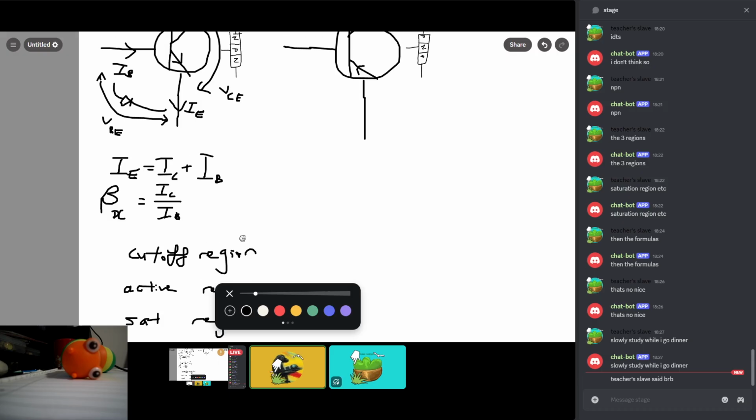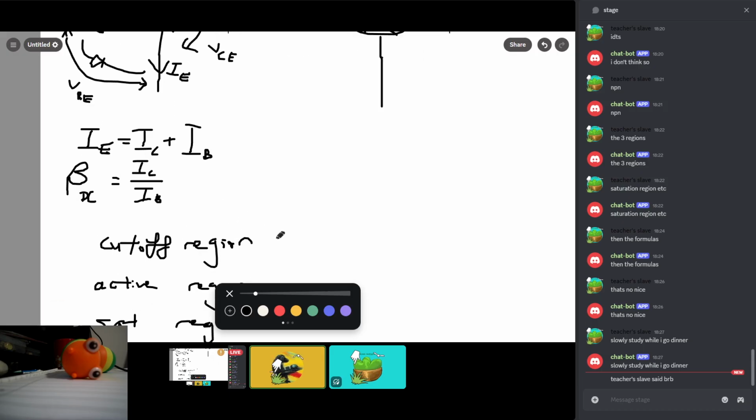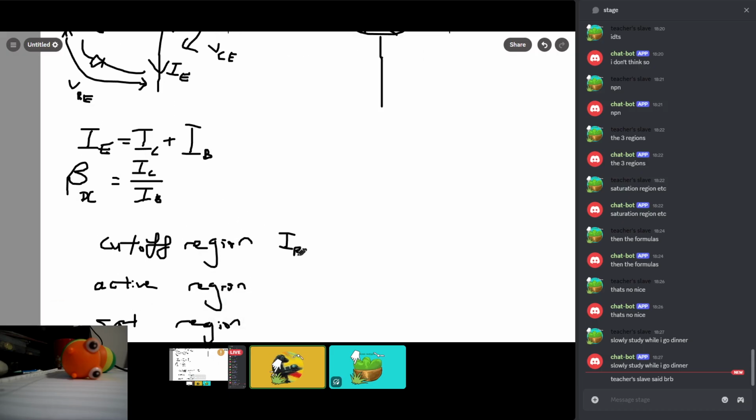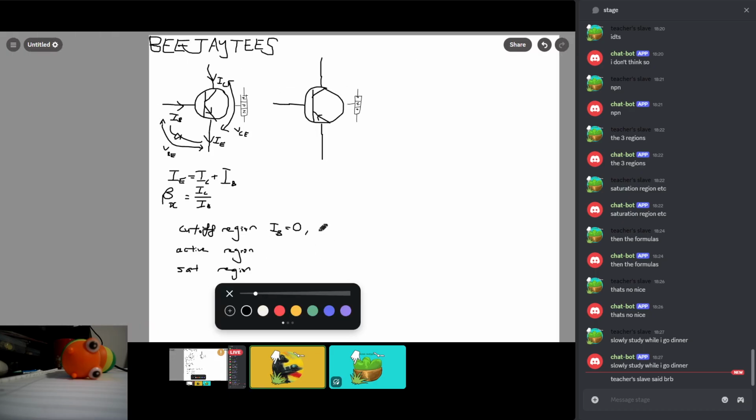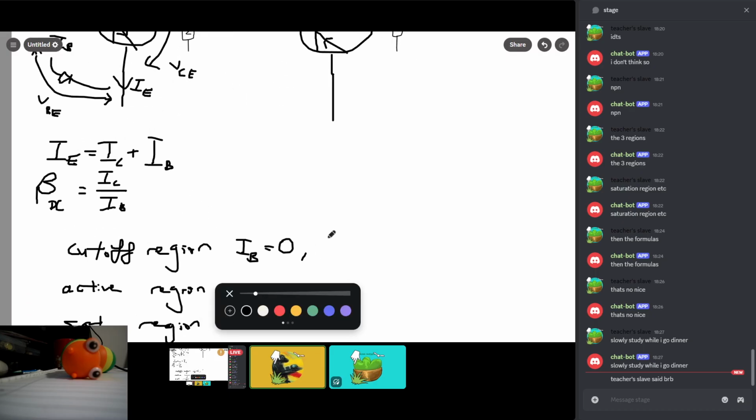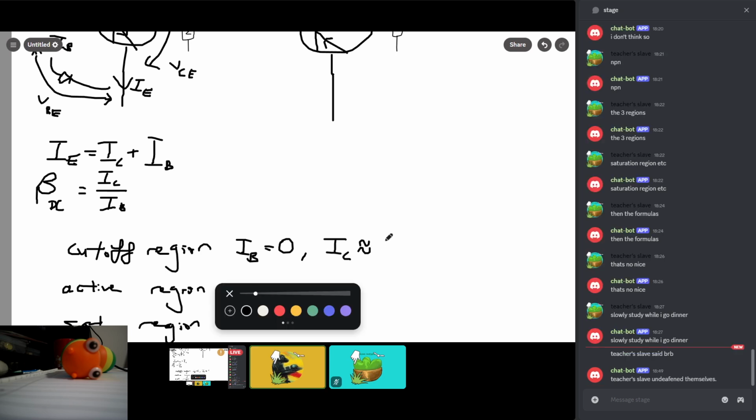So the cutoff region is when IB is 0, and in a practical BJT, IC is very close to 0.